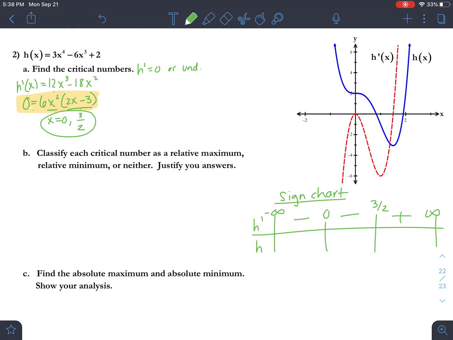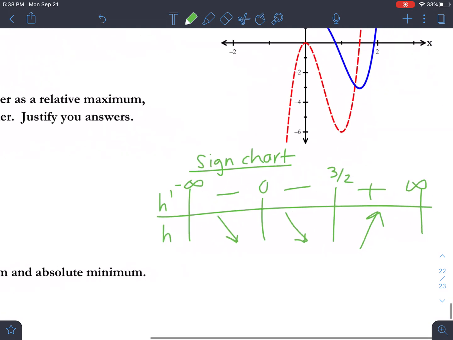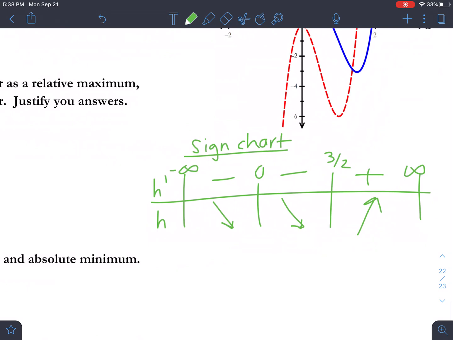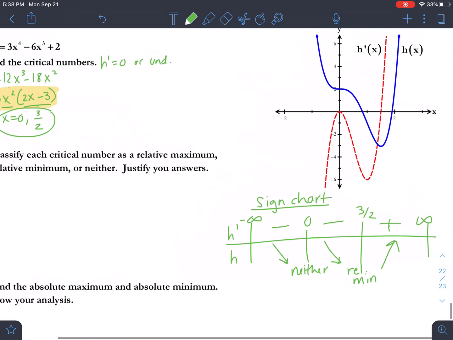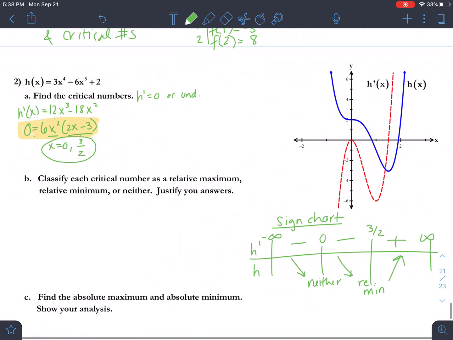So this one is slightly different, because we notice that h of x is going to be decreasing and decreasing and then increasing. Here you'll notice you have that swoop, and specifically it's the fact that we went negative to positive in h prime. So this is going to be a relative min. Versus right here, what happened? We went negative to negative. That's going to be neither a max nor a min. And since we have the picture, let's utilize it. What happened here?